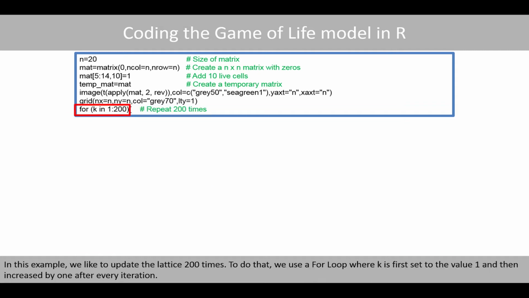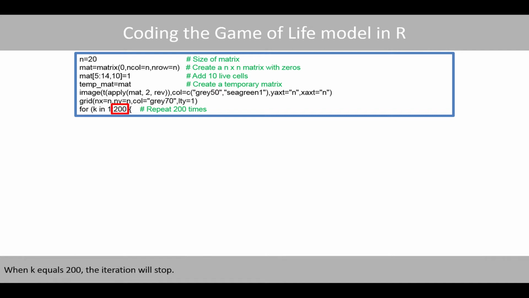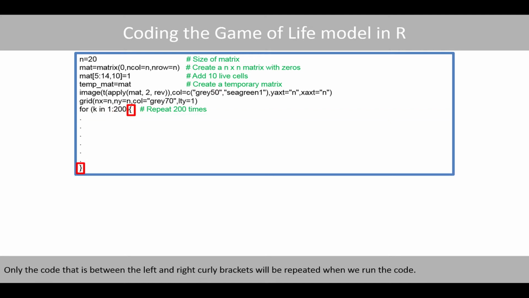In this example, we like to update the matrix 200 times. To do that, we use a for loop where k is first set to the value 1 and then increased by 1 after every iteration. When k equals 200, the iteration will stop. Only the code that is between the left and right curly brackets will be repeated when we run the code.